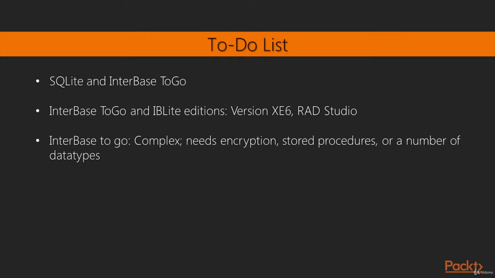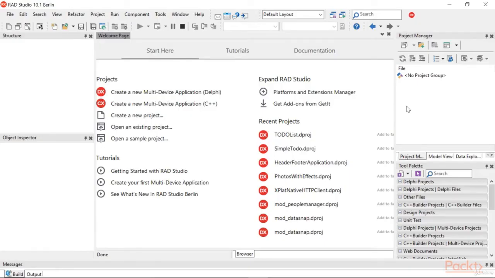Consider that IBLite is the same engine as InterBase ToGo, but limited to some extent. The biggest limit is lack of encryption. However, an app that uses IBLite doesn't require code updates if you need to scale to InterBase ToGo. Change the license and you're okay. The video is very simple in terms of database requirements, so we'll use SQLite. However, the same concepts are applicable to InterBase ToGo and IBLite.